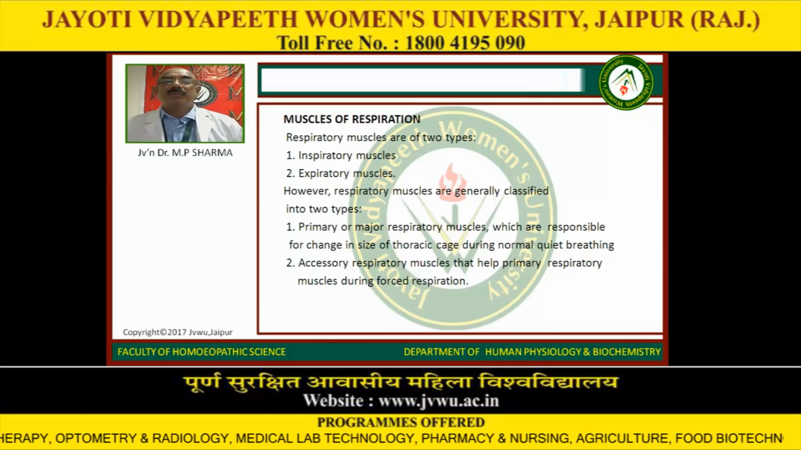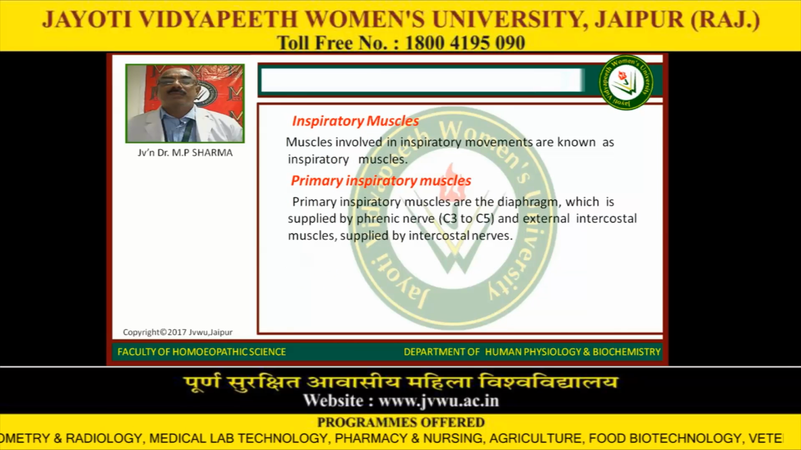So muscular respiration. Respiratory muscles are of two types, inspiratory muscles and expiratory muscles. However, respiratory muscles are generally classified into two: primary or major respiratory muscles, which are responsible for change in the size of the thoracic cage during normal quiet breathing, and second, accessory respiratory muscles that help primary respiratory muscles during forced respiration. Muscles involved in the inspiratory movement are known as inspiratory muscles.